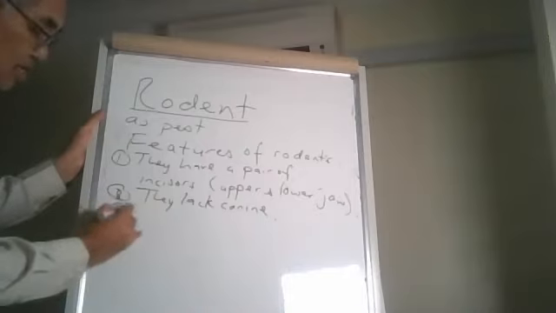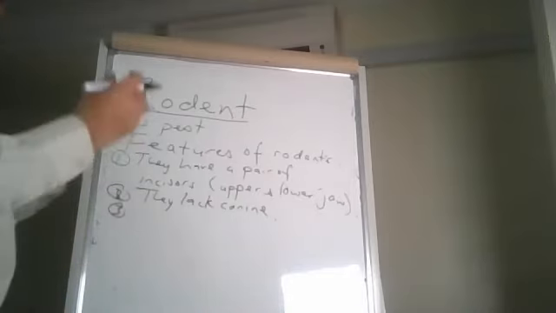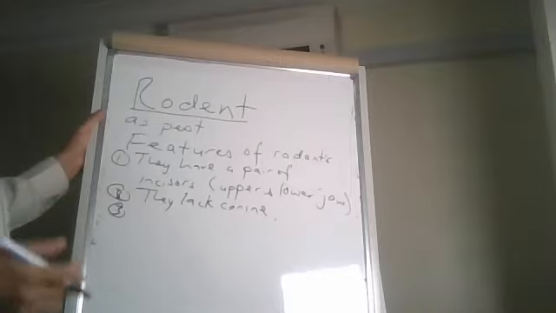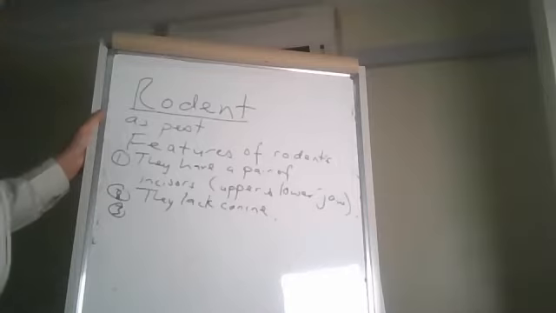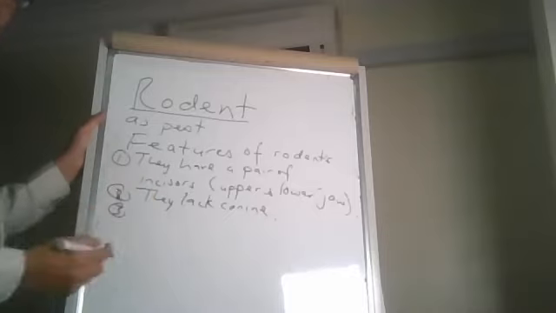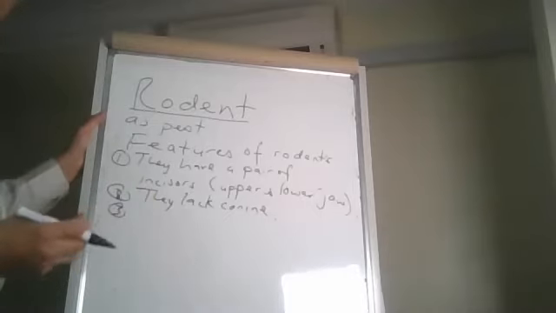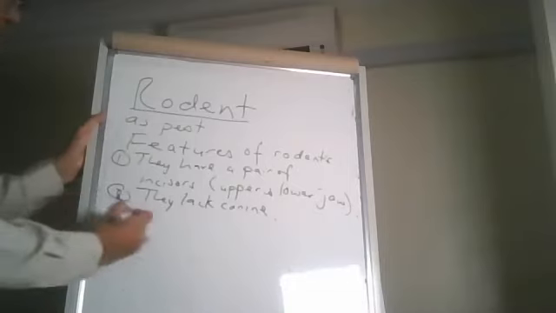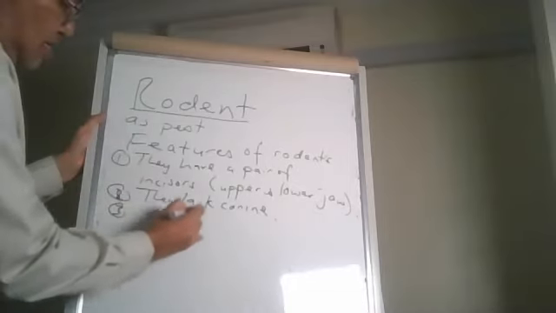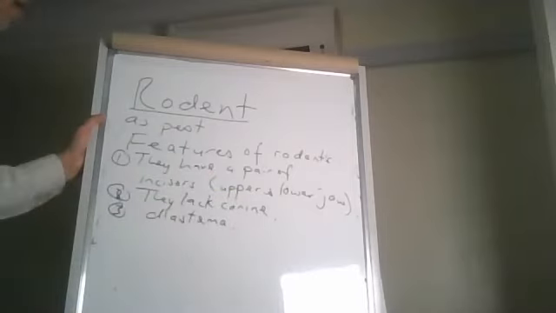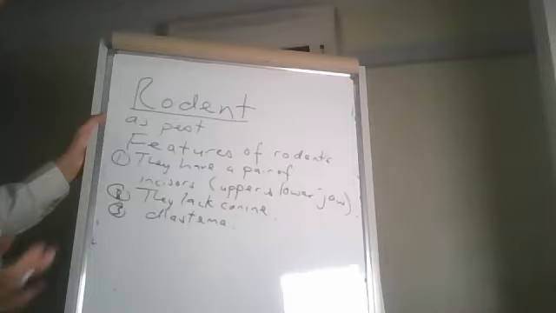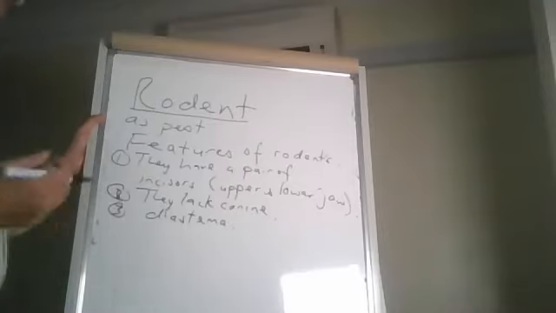Instead, they have an empty space between the incisor and the molar. So in our case, we have the incisor, canine, and premolar and molar. But in rodents, they don't. Instead of having a canine, that space is called a diastema. Then, like any other animal, they have the premolars and the molars for chewing.